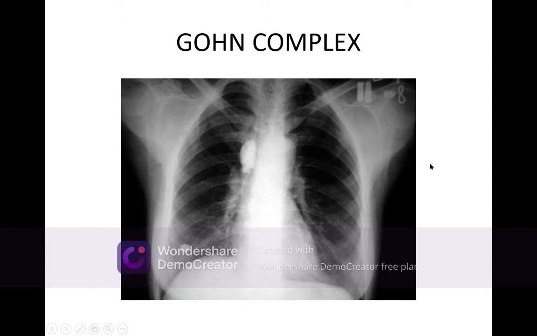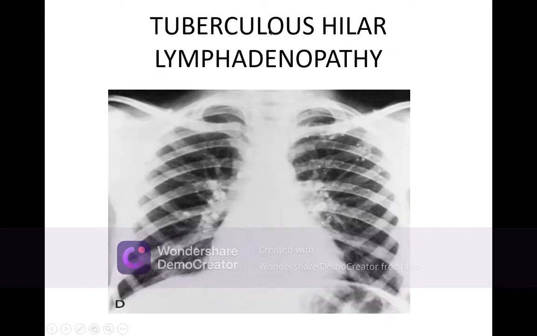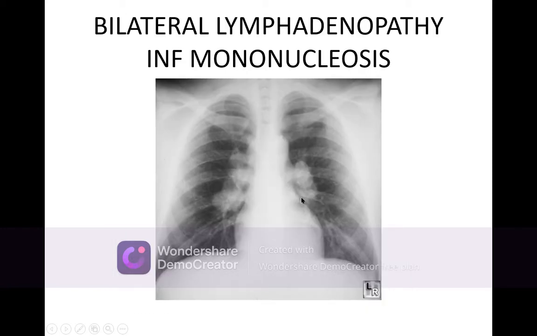It is due to primary type tuberculosis. Tuberculosis hilar lymphadenopathy is seen like this, and there are calcifications also seen. Calcification is a good sign. I mean, the person has enough immunity to fight against infection. You know, calcifications are there in the hilar. There are prominent hilar, which is seen here, and with the enlargement.